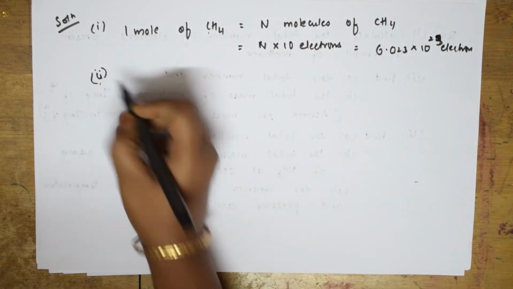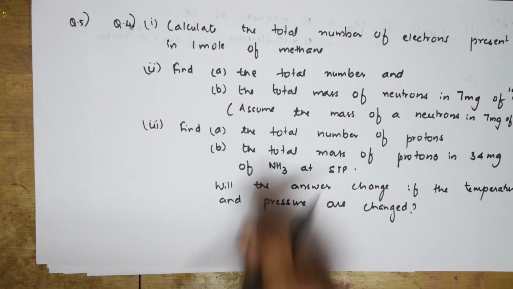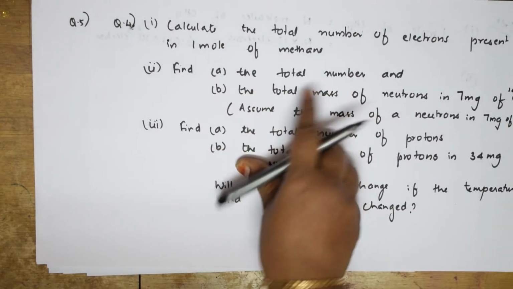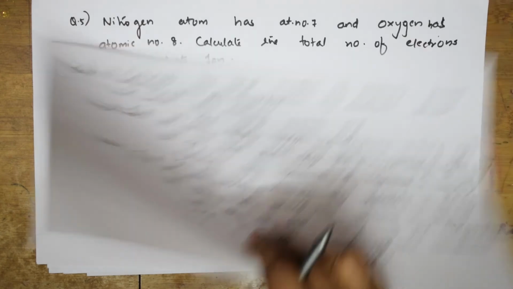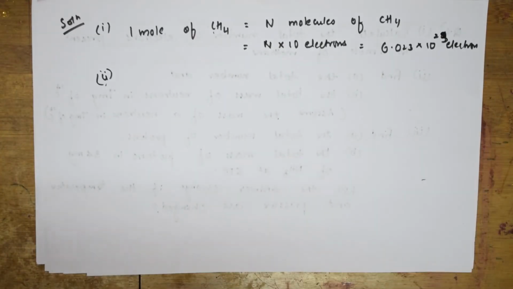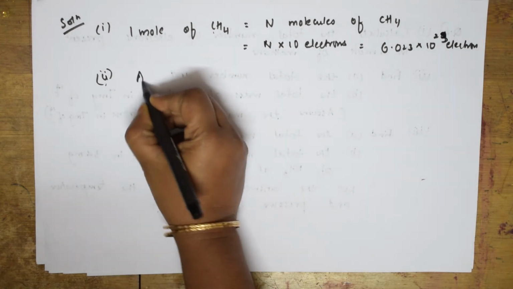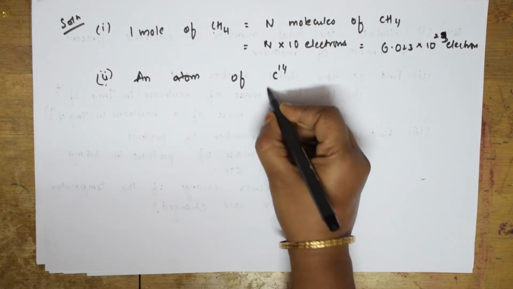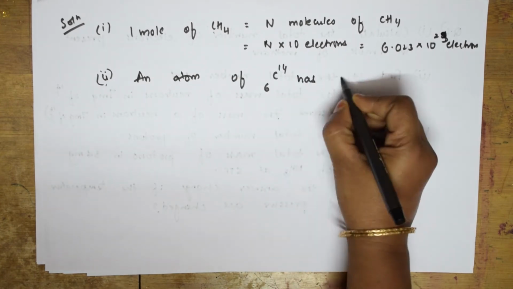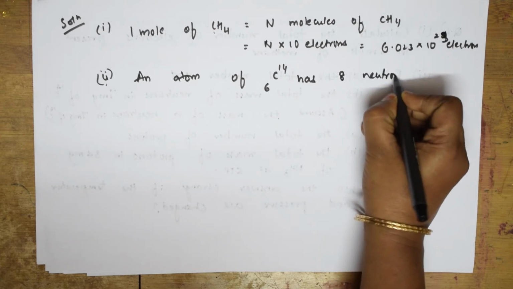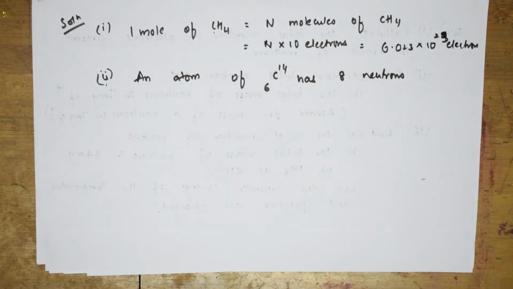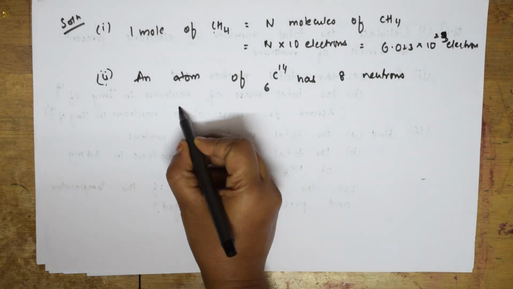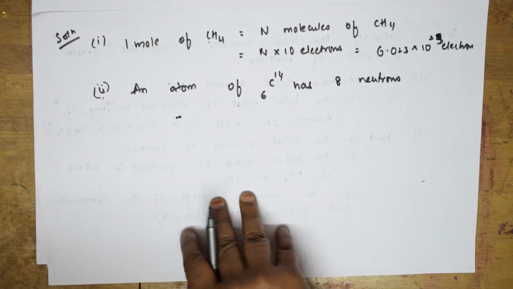Let me come back and solve the next question. So what did they give me? They said find the total number of neutrons in 7 milligrams of carbon-14 isotope. So basically, when I have an atom of carbon-14 (6), how many neutrons does it have? It has 8 neutrons. How did I get this? I subtracted 14 minus 6, isn't it? That is 8 neutrons.